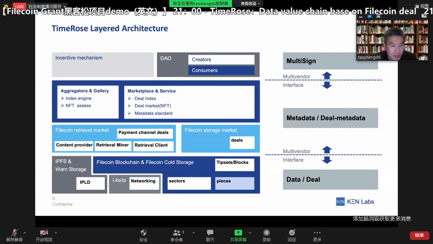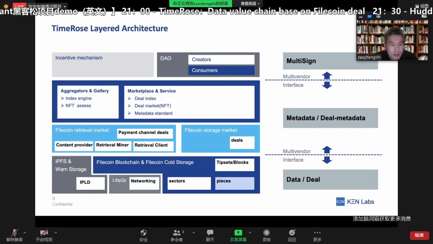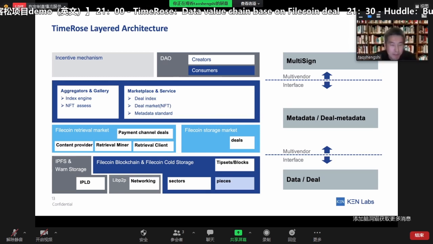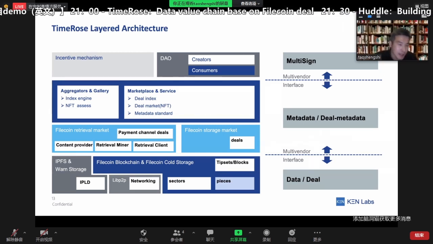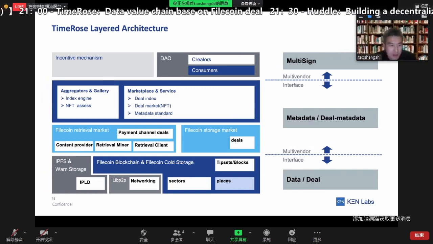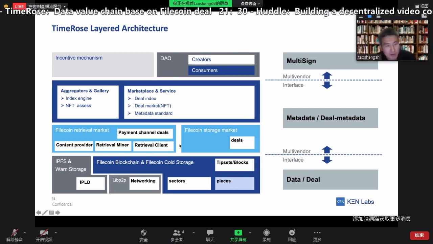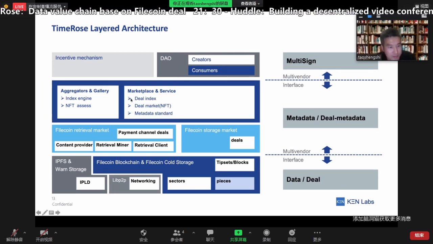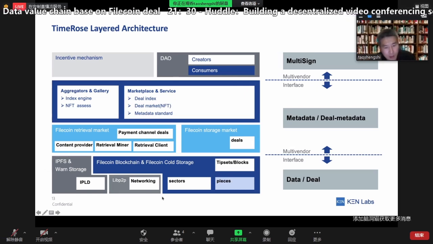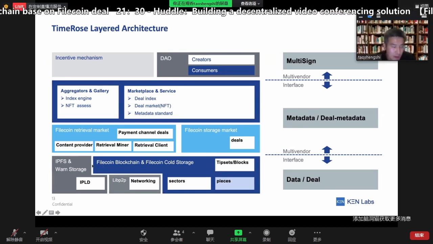TimeRose layered architecture. In the previous part, I introduced the basic thinking about deals. You can see this picture of the layered architecture. I want to introduce the architecture from bottom to top.